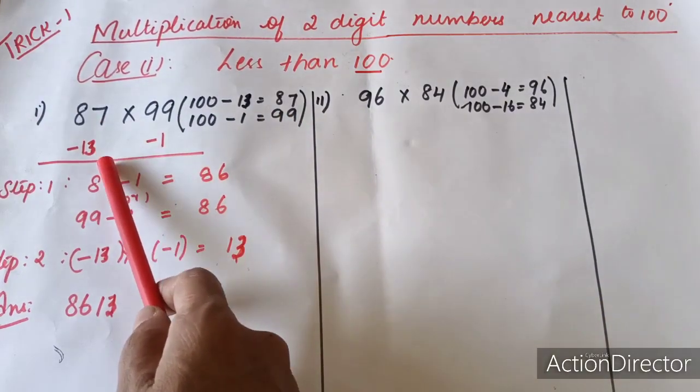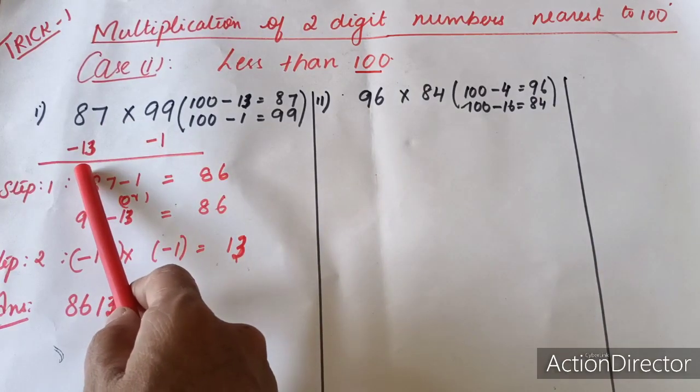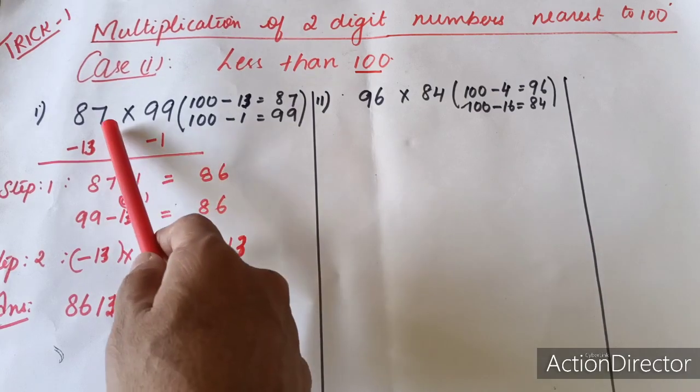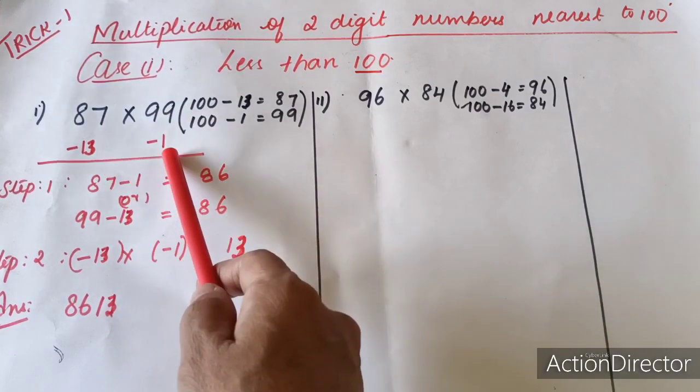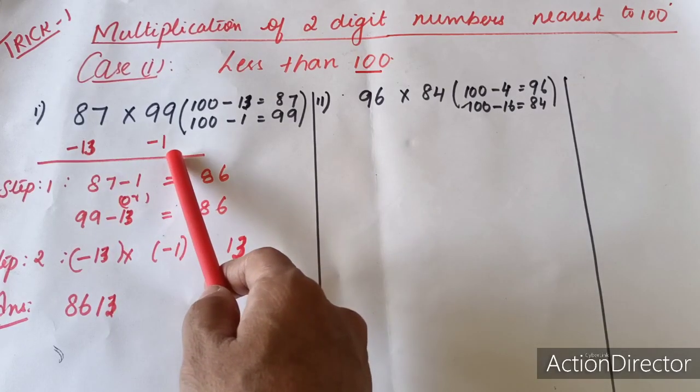Whatever is less than 100, you write below the number. So below 87 you write minus 13, and below 99 you write minus 1, because 87 plus 13 is 100 and 99 plus 1 is 100. Since it is less than 100, I am writing minus 13 and minus 1.